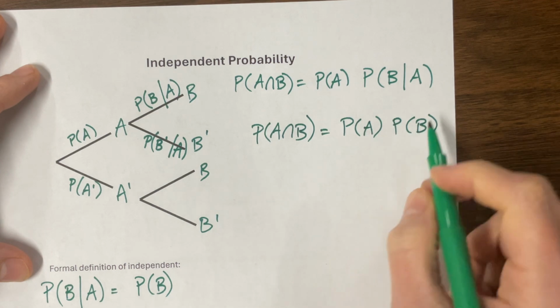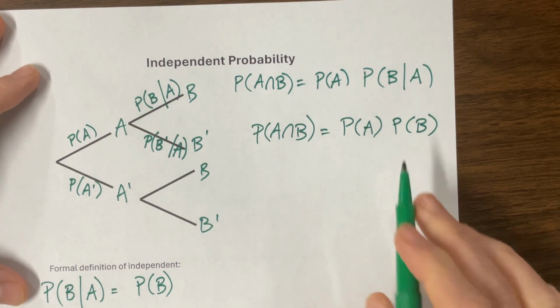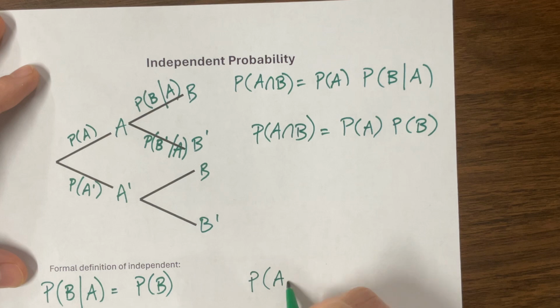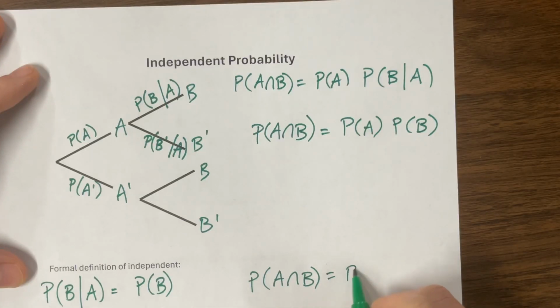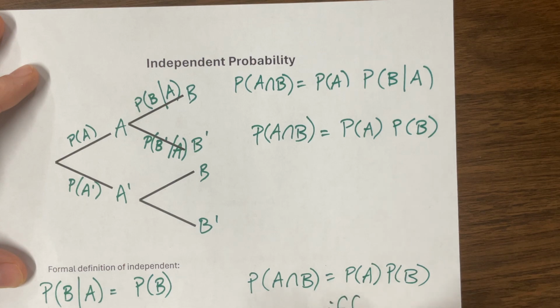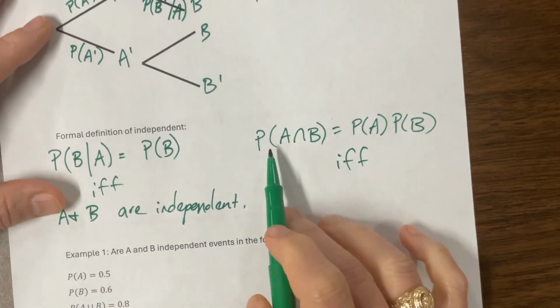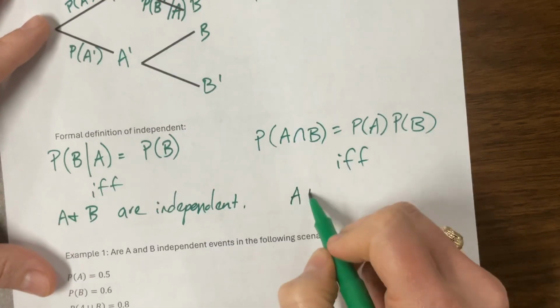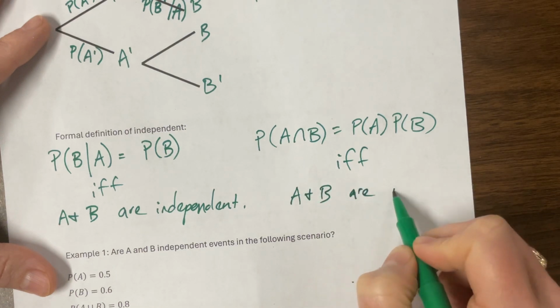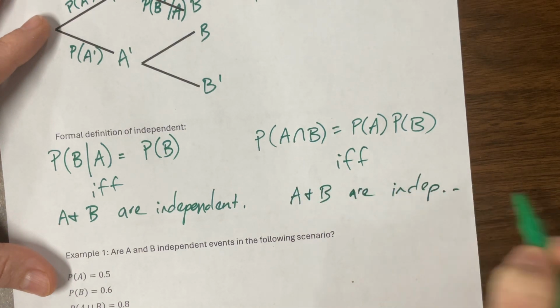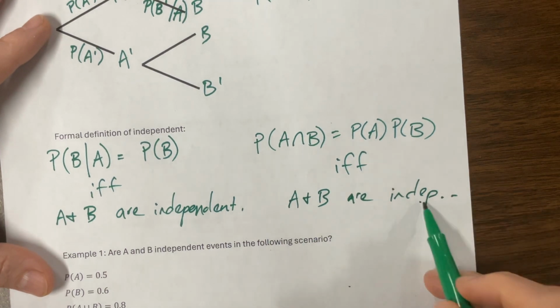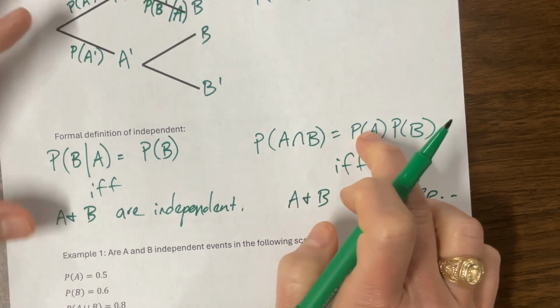Now this is only if the events are independent. So we could say the probability of A intersect B is equal to the probability of A times the probability of B if and only if, so it has to go both directions. If this is true, then A and B are independent. I'm too lazy to write out the whole word. If they are independent, then we know that this must be true.